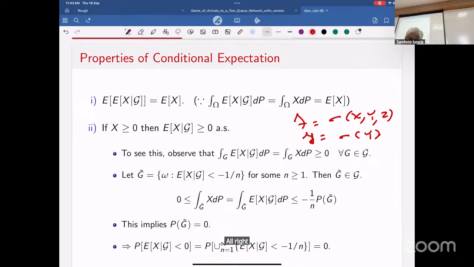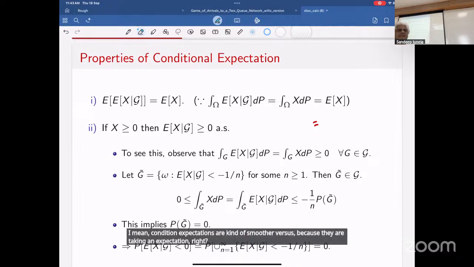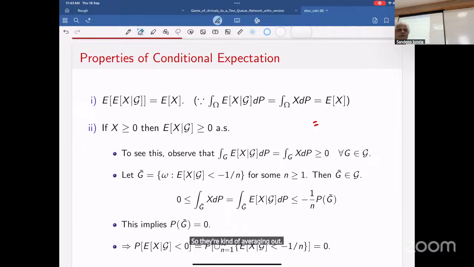Why are you using the word smooth? Conditional expectations are kind of smoother versions, right? Because they are taking an expectation, so they're kind of averaging out with respect to conditional probabilities.